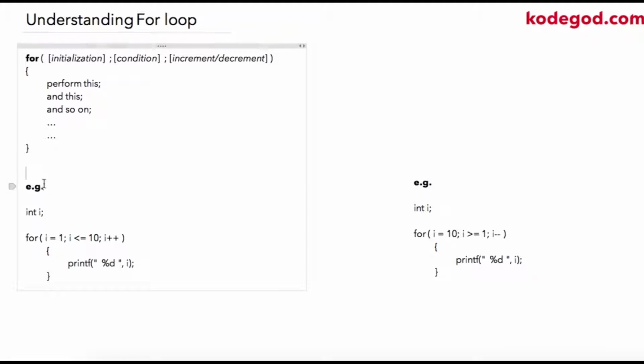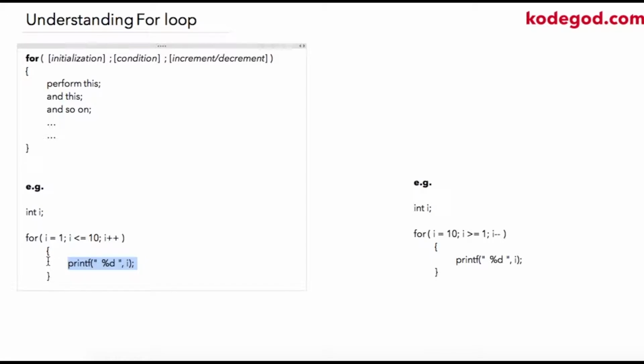Let us check an example now. Suppose we want to print numbers 1 to 10. I am initializing one variable as int I. Then my for loop is starting over here. This is my initialization statement. I am initializing I to 1. Then my condition is I less than or equal to 10, which is a true condition. So the compiler will go inside and print the value of I.